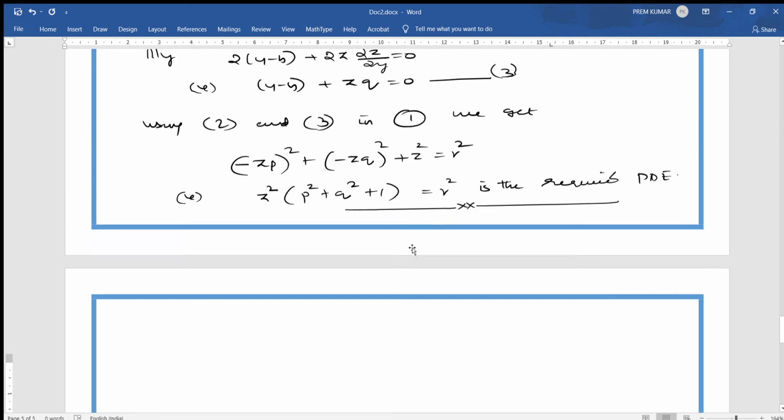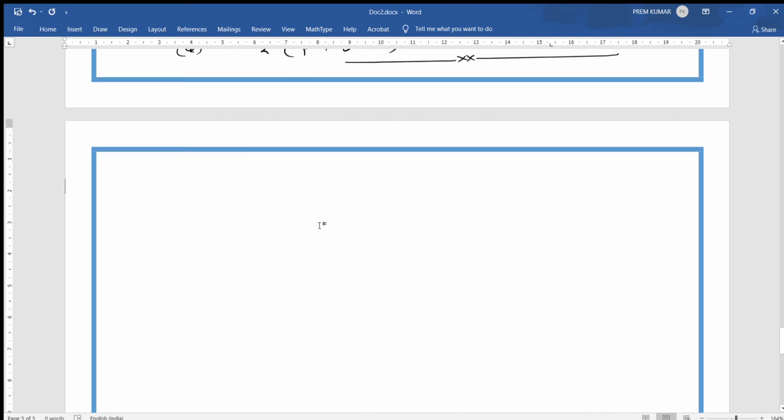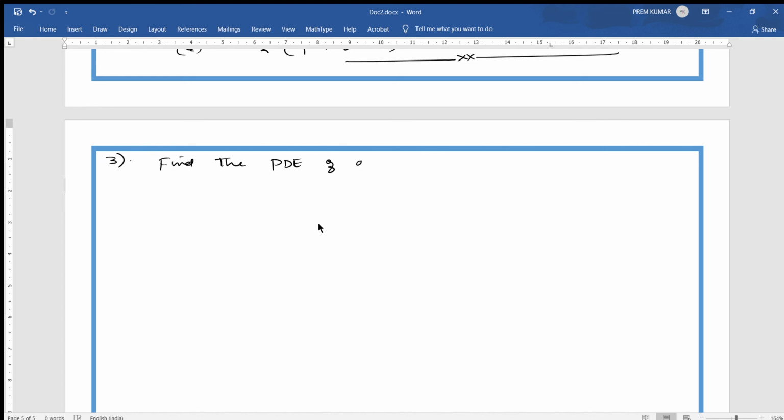So we go to the next page, and this is problem number 3. Find the partial differential equation of all spheres whose centers lie on the z-axis. Whose centers lie on the z-axis.